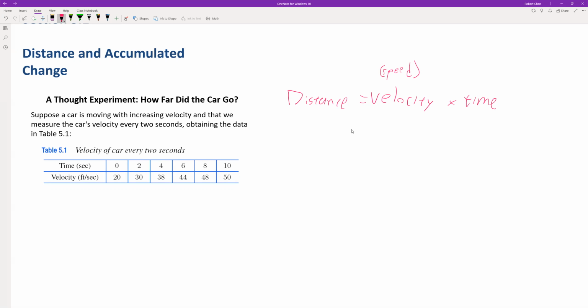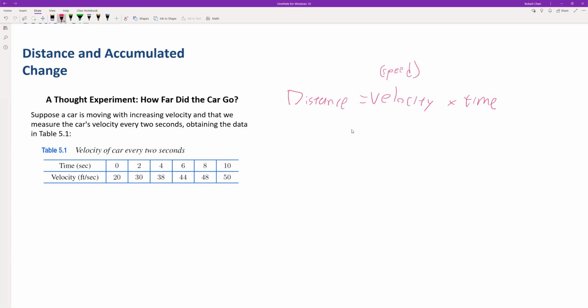Suppose a car is moving with increasing velocity and that we measure the car's velocity every 2 seconds, obtaining the data, which is in this table. So the question is, how far has the car traveled? Now, since we don't know how fast the car is moving at every moment, we cannot calculate the actual distance. But what we can do is approximate or estimate the distance traveled.